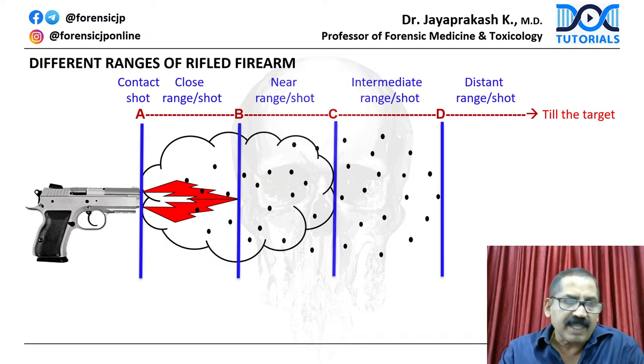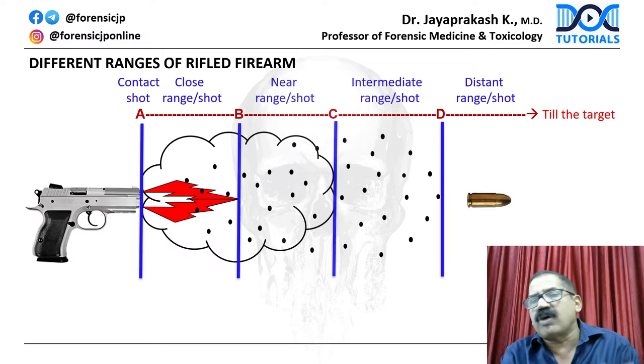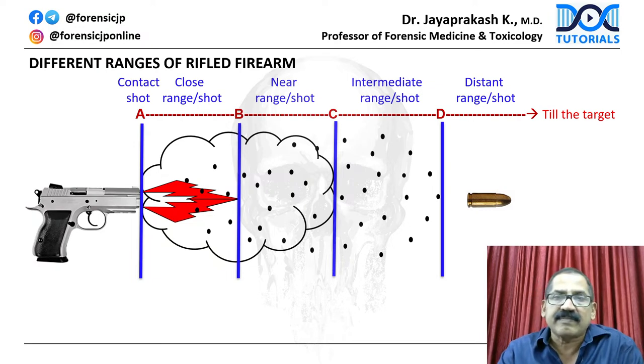Okay. And finally, distance shot. Distance shot means the target is beyond the reach of all the products of firing. Beyond the reach of all the products of firing. That is distance shot. Okay.